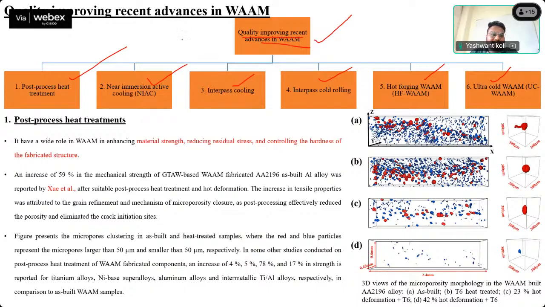So post heat treatment, everybody knows how the porosity level can be reduced. You can see this is high porosity, which is as fabricated, and after post processing, you can see the porosity level is very low. So as the porosity level is lower, we can have good mechanical strength.